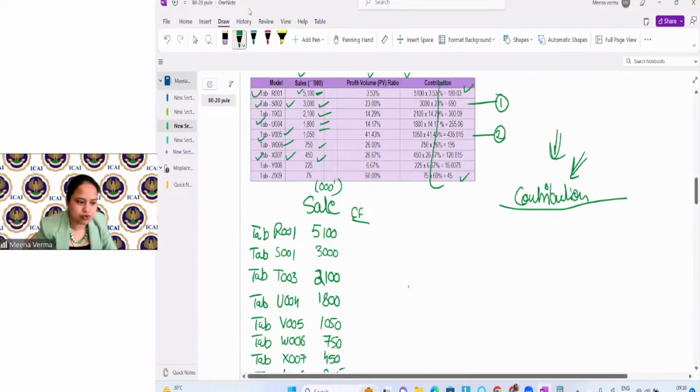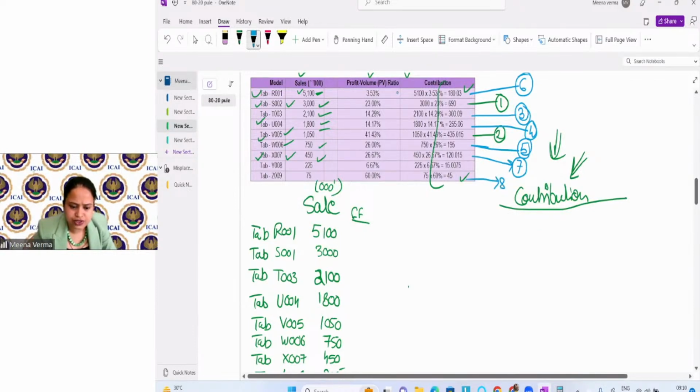Third highest will be what? This will be the third highest. Then see the fourth highest. This is the fourth highest. Then see the fifth highest. This is the fifth highest. Then the sixth highest. This is the sixth highest. Then the seventh highest. This one is the seventh highest. Eighth highest. This one is the eighth highest. And the ninth is this.